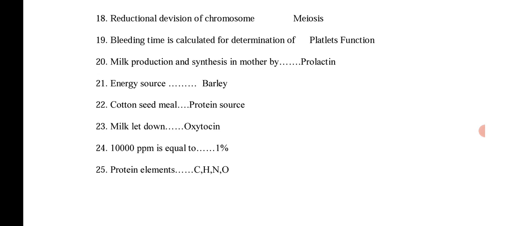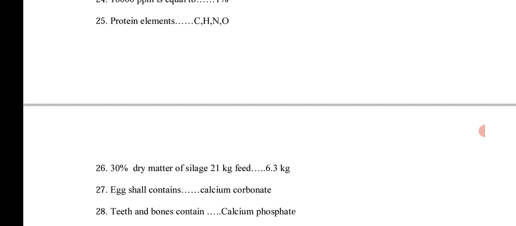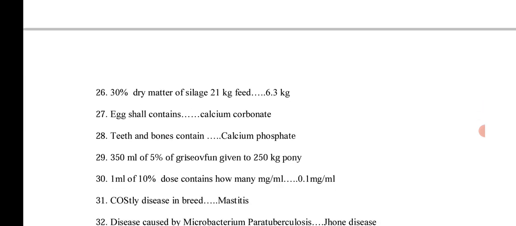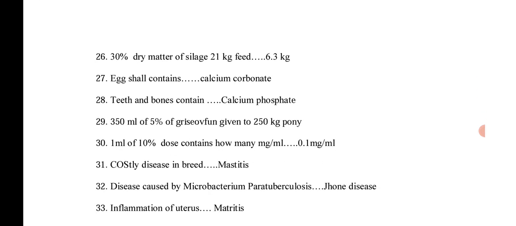Nitrogen is mainly the differentiating point of protein from carbohydrates, as carbohydrates have carbon, hydrogen, oxygen. If carbon, hydrogen, oxygen also have nitrogen, then it will be protein. If there is no nitrogen, only carbon, hydrogen and oxygen, then it's carbohydrate. No nitrogen, carbohydrate; yes nitrogen, protein.